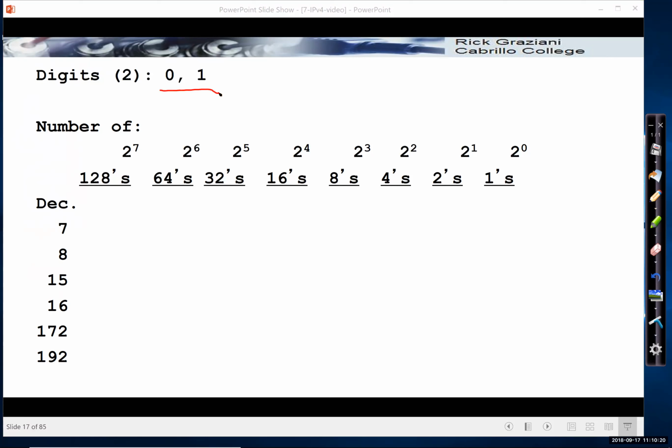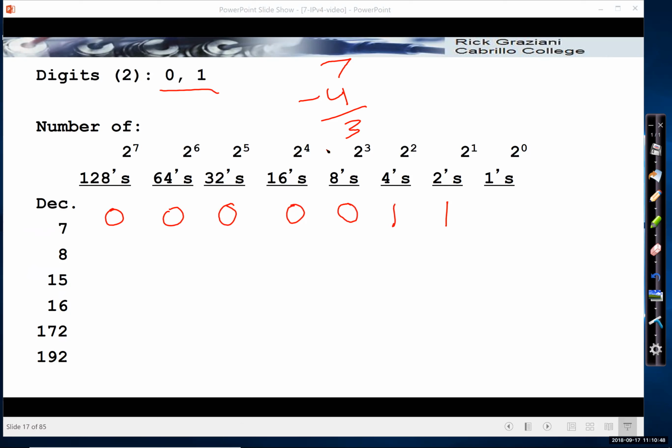I can put preceding zeros, like for 7, there's no 128s, there's no 64s, there's no 32s, there's no 16s. There's no 8s. Oh, there's going to be a 4. Now, if I have a 4, is that good enough? Well, let's see. I've started with 7, and then I just used a 4, so I have 3 left. Now I got to find a 3. Okay, well, there's a 2.